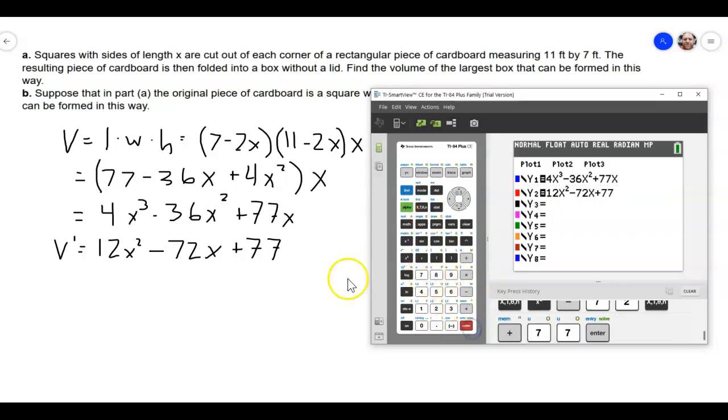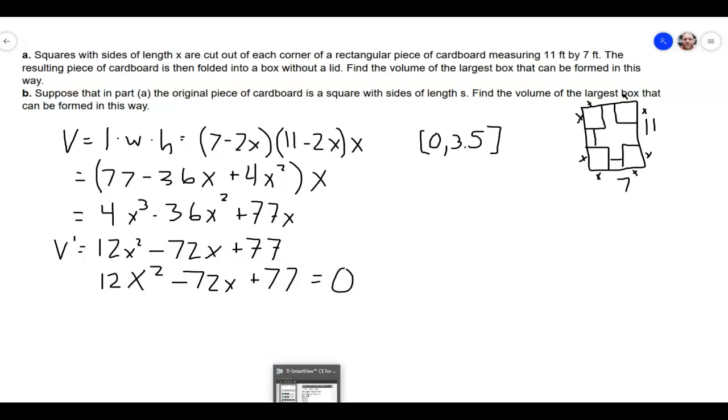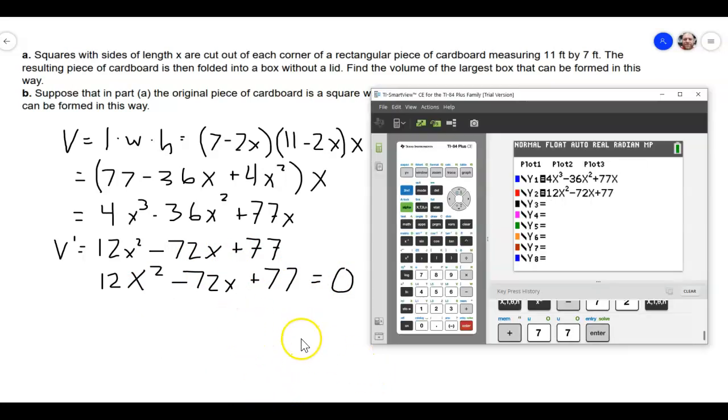And remember what I said we're going to do. We're going to take this equation here, 12x squared minus 72x plus 77, and set that equal to 0. All right, so I just really want to find the zeros of this function, which I'm going to go ahead and do by using my calculator here, just to kind of make this a little bit easier.